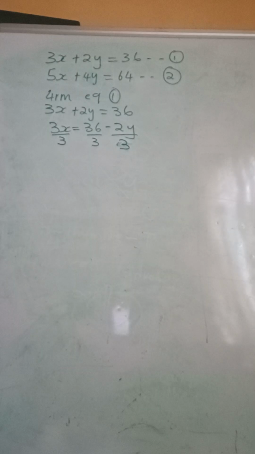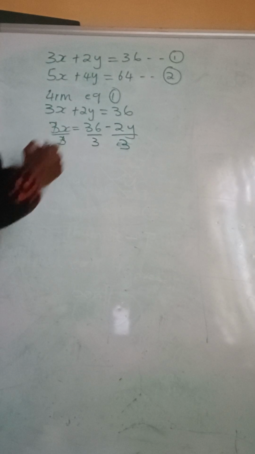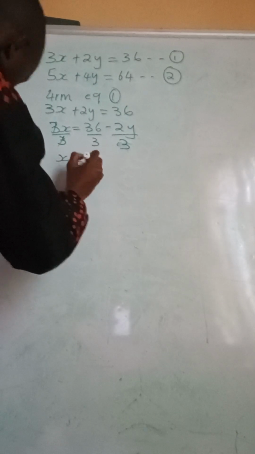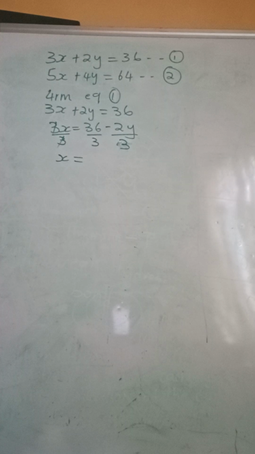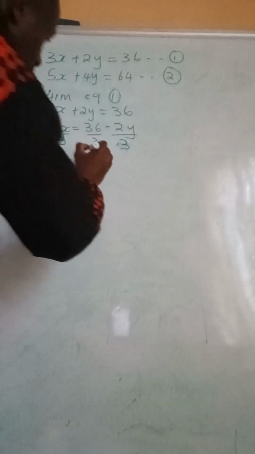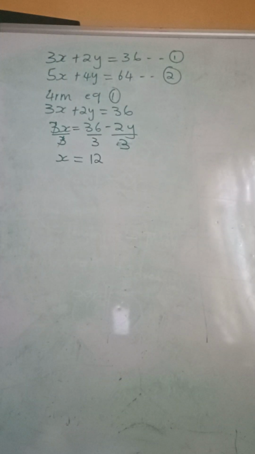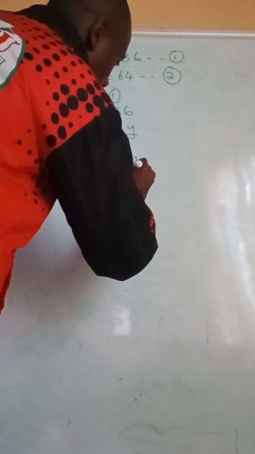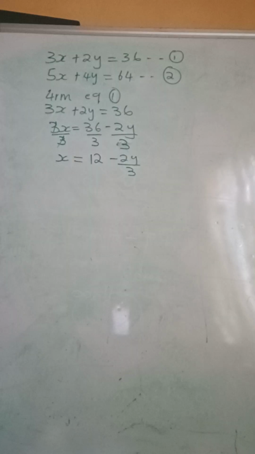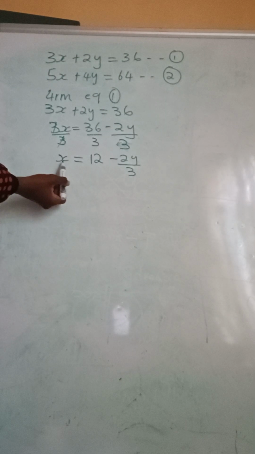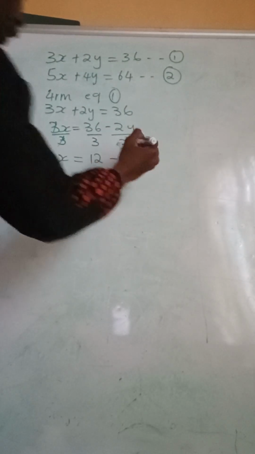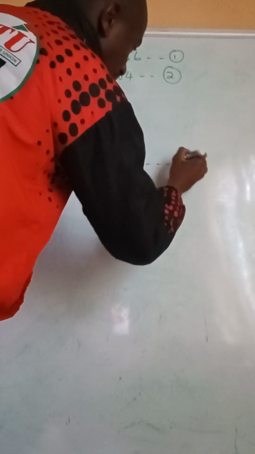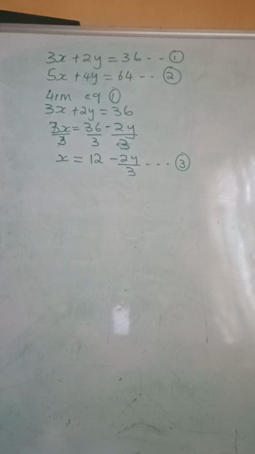So now 3 cancels 3. Now I'm left with x, which is equals to how much? How much is 36 divided by 3? 36 divided by 3 will give us 12. And then negative 2y divided by 3, it stays as negative 2y all over 3. Now I still have y and x, x and y. So I label this as my third equation.